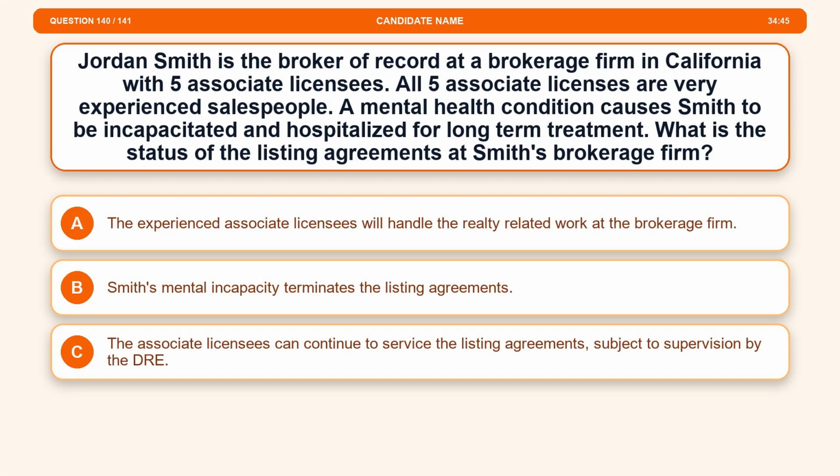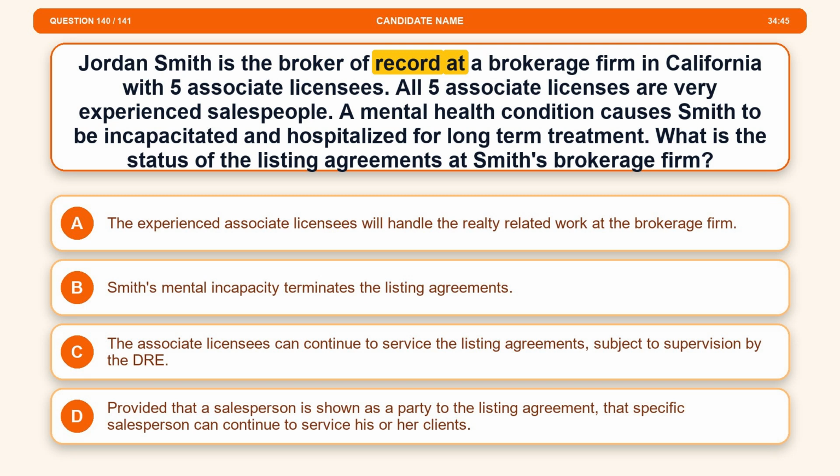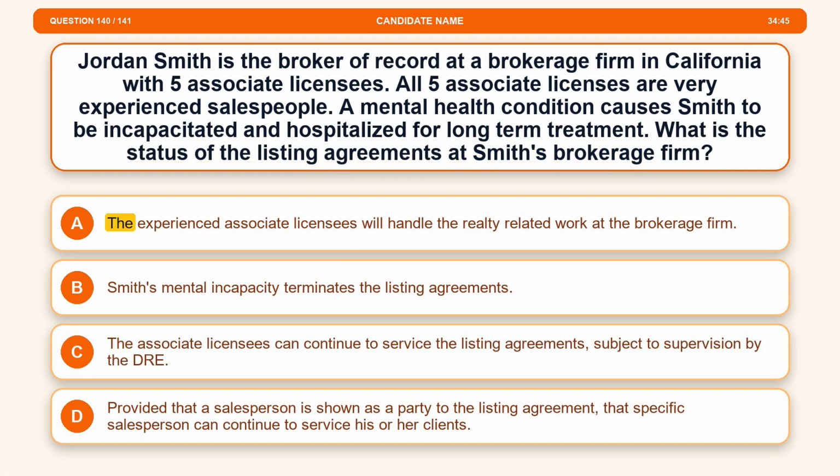Question 140. Jordan Smith is the broker of record at a brokerage firm in California with 5 associate licensees. All 5 associate licensees are very experienced salespeople. A mental health condition causes Smith to be incapacitated and hospitalized for long-term treatment. What is the status of the listing agreements at Smith's brokerage firm?